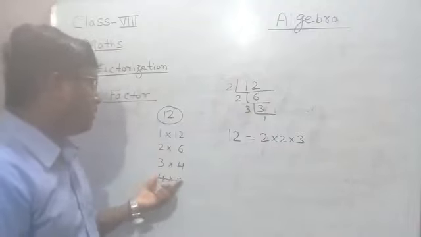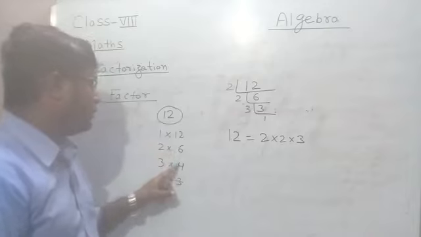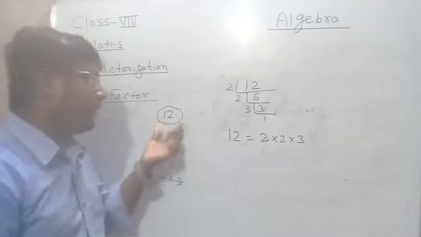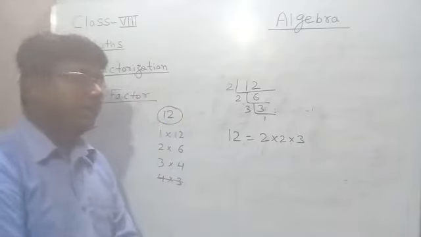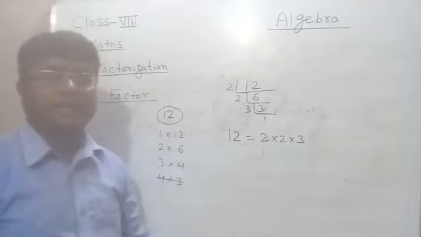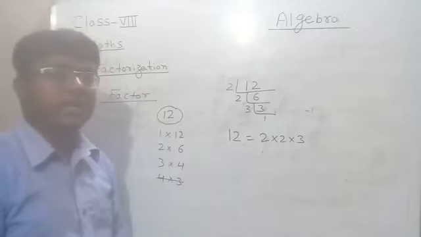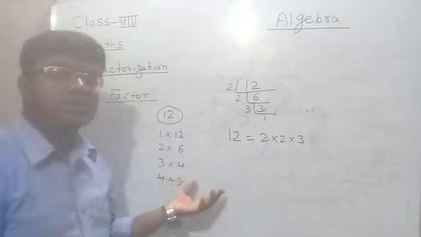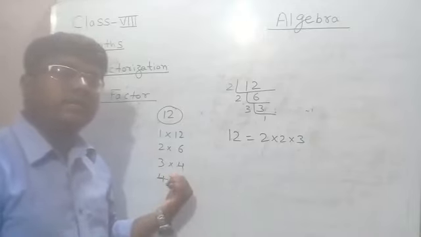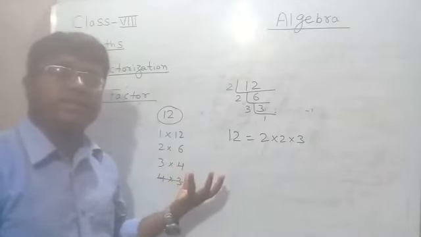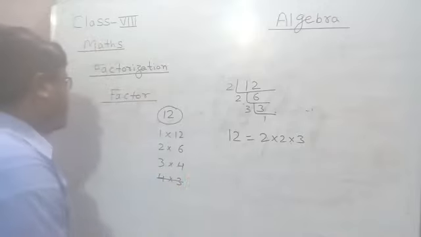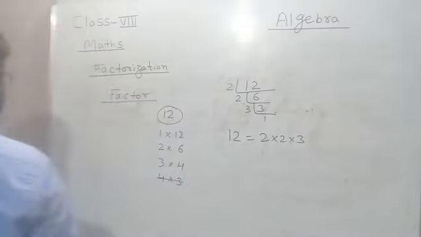Here, 1, 2, 3, 4, 6, 12 are all factors of 12. These numbers can exactly divide 12, but the prime factors of 12 are different. So simply, factors are those numbers which can exactly divide the given number whose factors you are going to find.